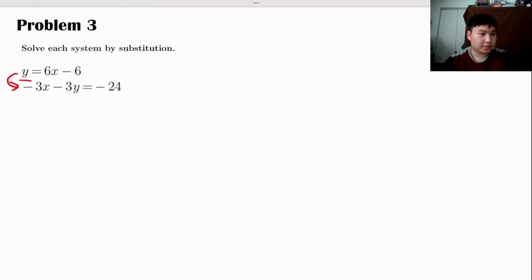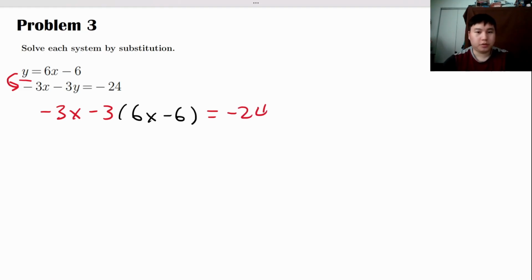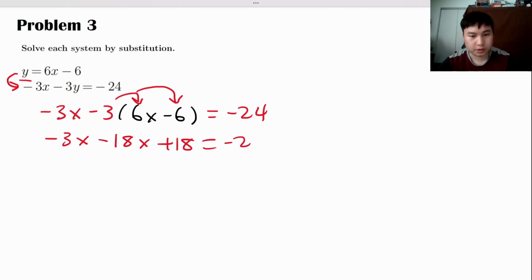So I'm just going to plug this into the second equation and then isolate x. So doing that gives me negative 3x minus 3 times this whole thing right here, 6x minus 6, equals negative 24. And now we have to distribute this negative 3 into 6x minus 6. So negative 3 times 6x is negative 18x. And now negative 3 times negative 6 is positive 18, equals negative 24.